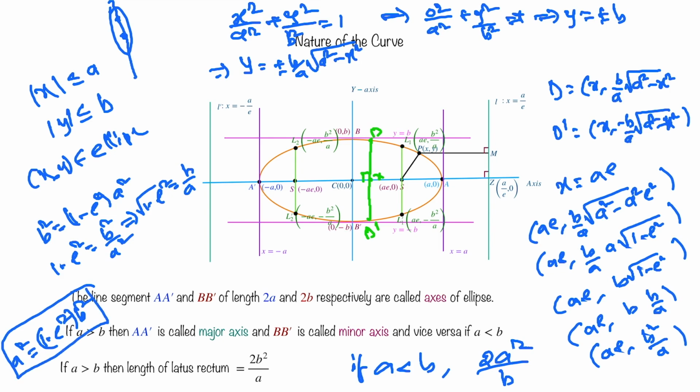So when a less than b, that means for a tall and skinny ellipse like this, the length of the latus rectum is going to be 2a square by b. For a greater than b here, we have 2b square by a. Please keep in mind these things.